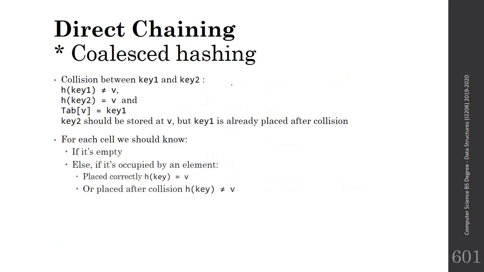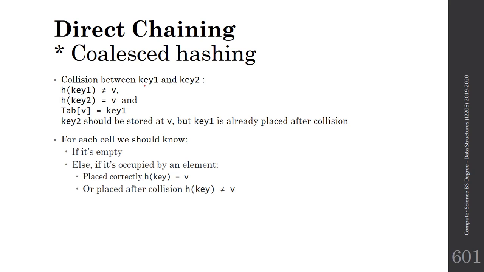The second and last scheme of direct chaining is called coalesced hashing, and it's one of the most important hashing techniques. We are hashing the elements in the array. You should pay attention here that we are not using an auxiliary structure. However, we are using some other information to tell us how we can link these elements together. So let's see how it will work.